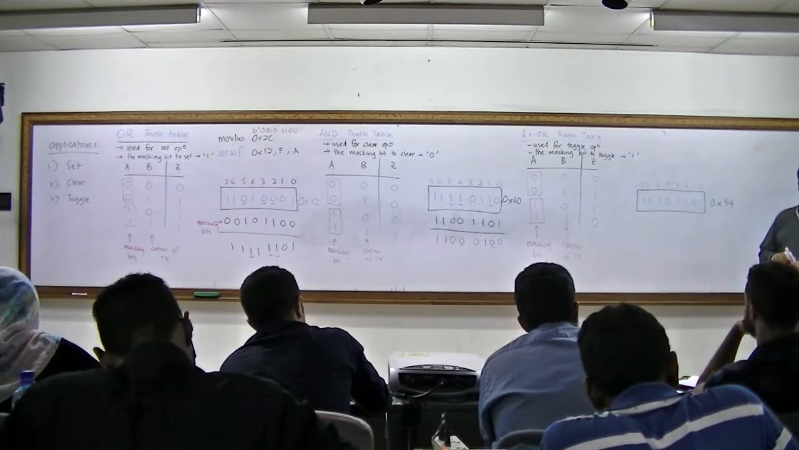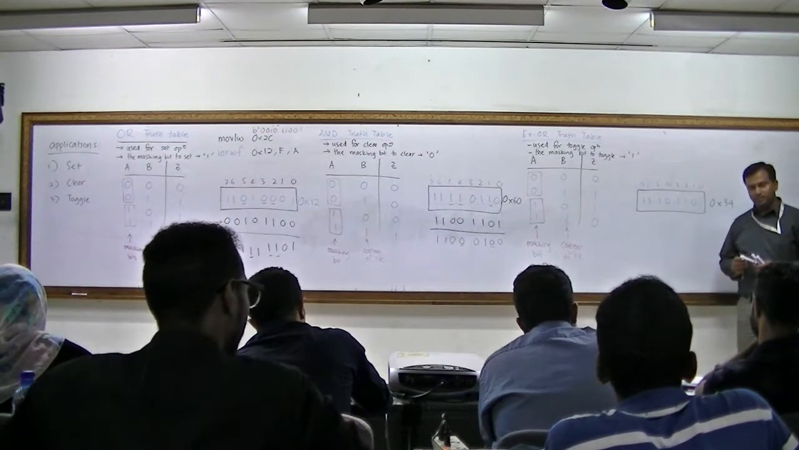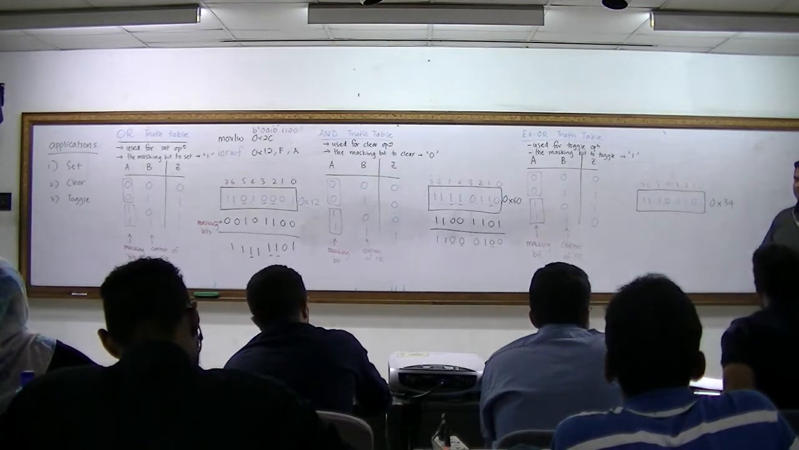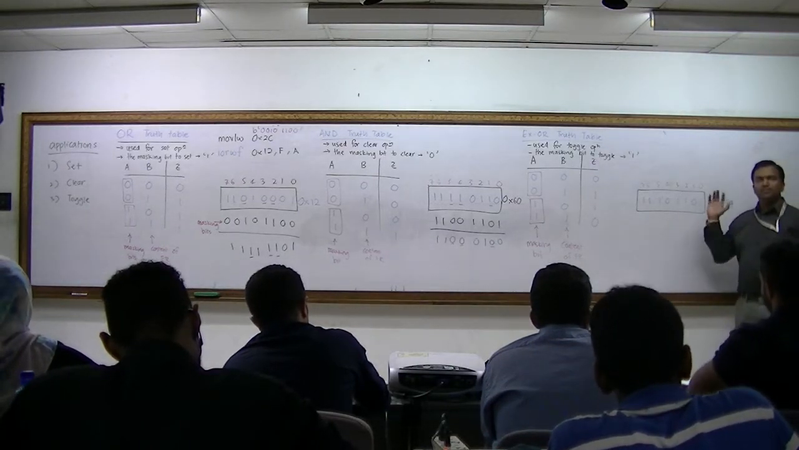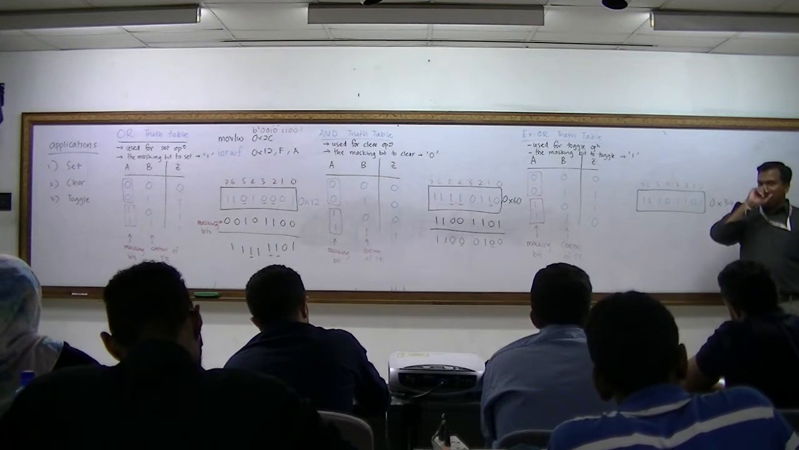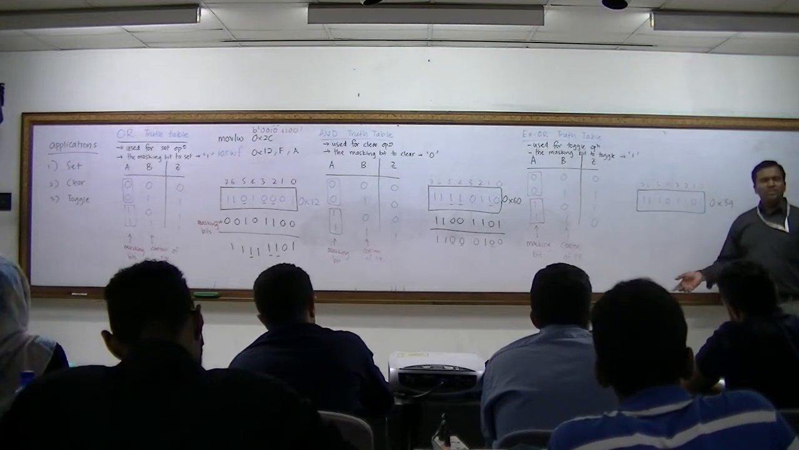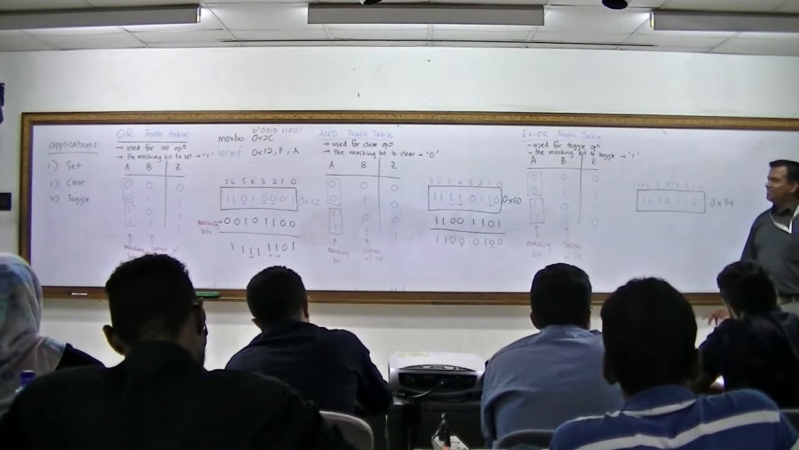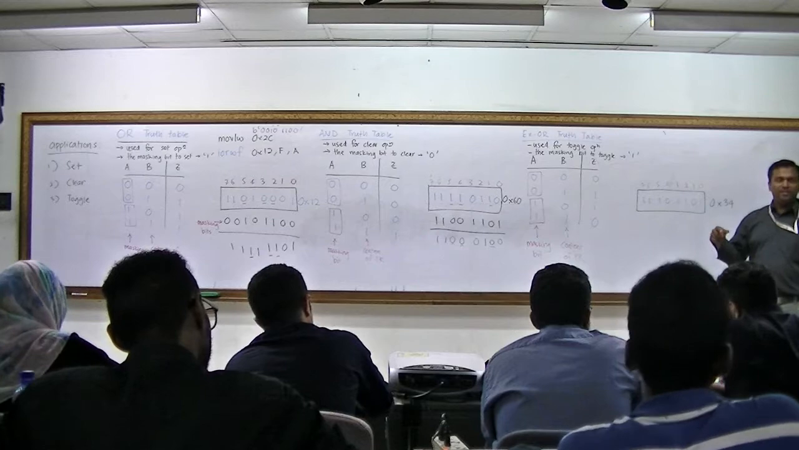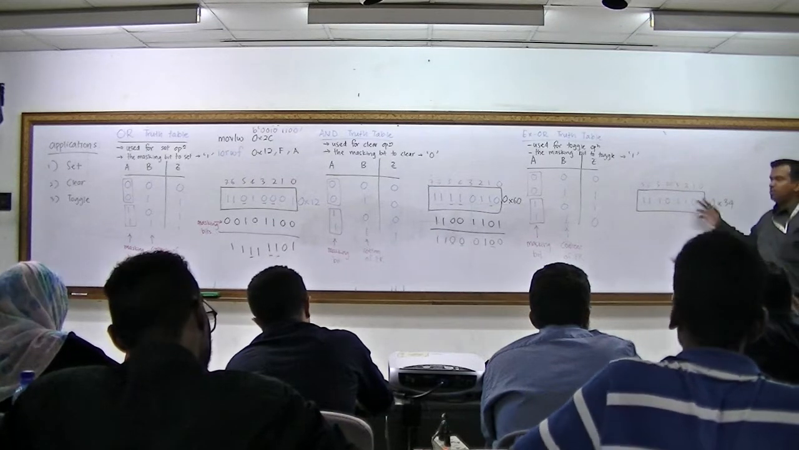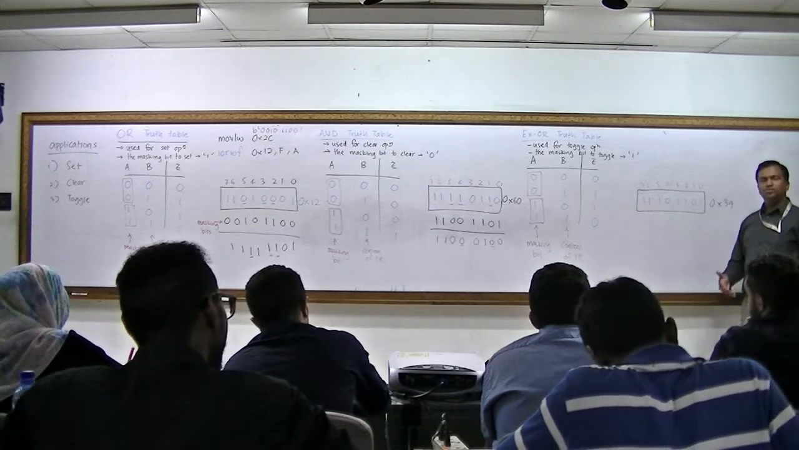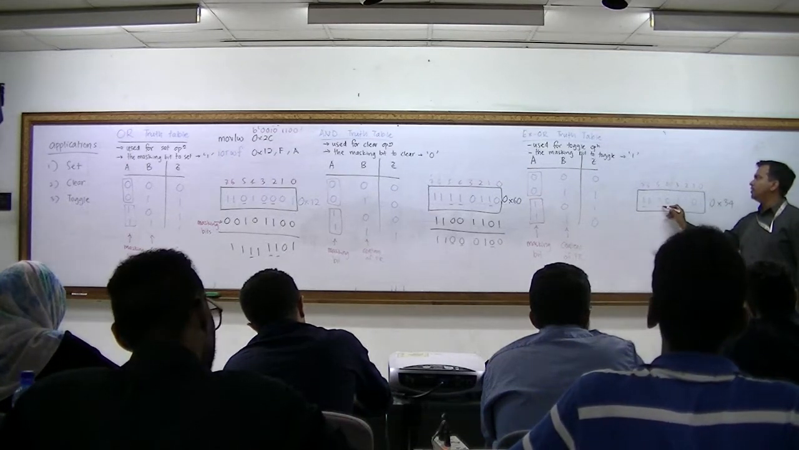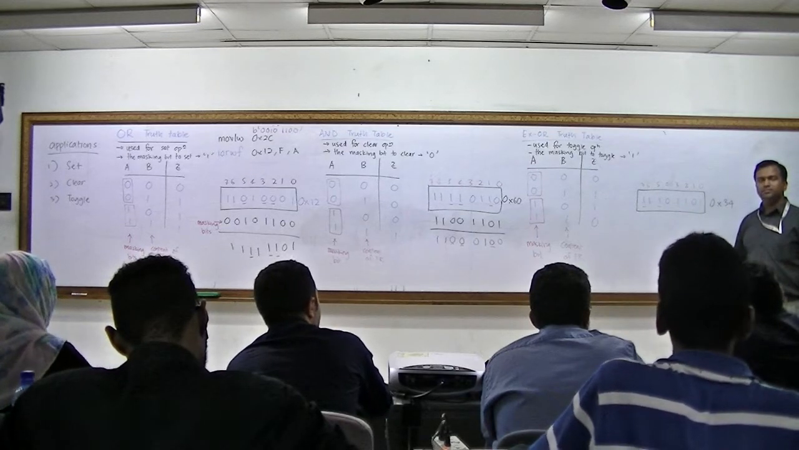Which number bit do you feel like toggling? If you want to toggle everything, you can use the complement instruction. That toggles everything. So choose any other. 7, 5, 3. Choose another one.